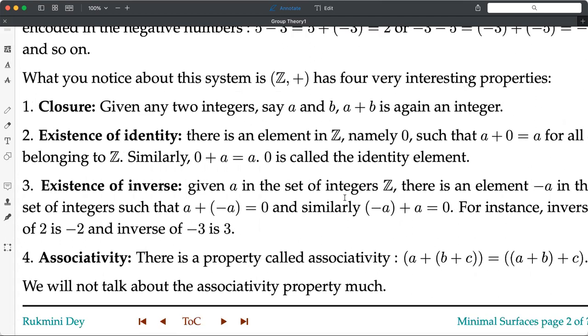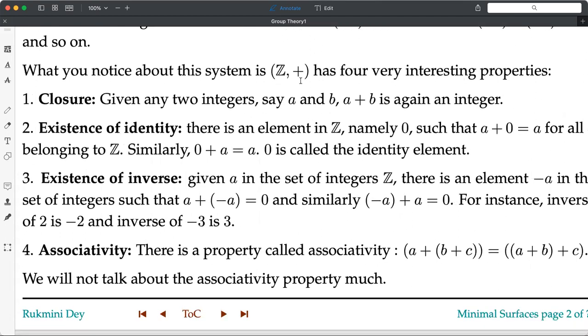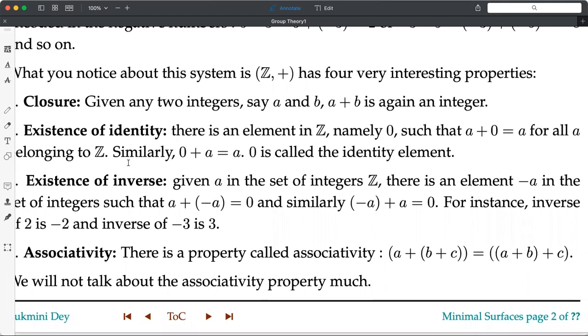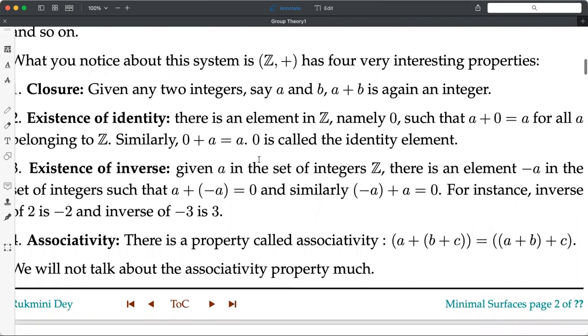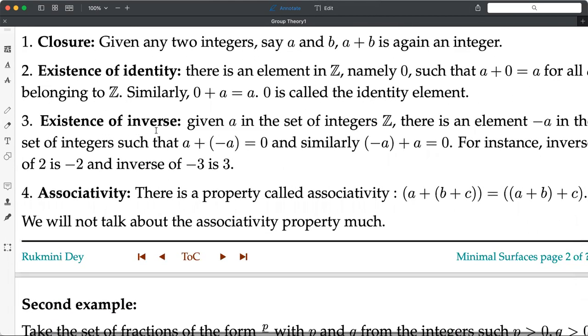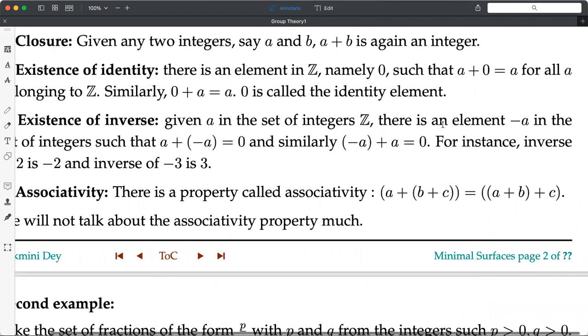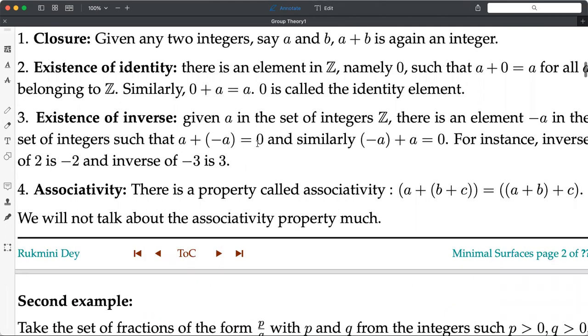What you notice about this system of integers with the operation plus is that it has four very interesting properties. One is closure. Given two integers a and b, a plus b is again an integer. Existence of identity. There is an element in Z, namely 0, such that a plus 0 is a for all a in Z. Similarly, 0 plus a is a, and this 0 is called the identity element. Similarly, existence of inverse. Given a in the set of integers, there is an element minus a again in the set of integers, such that a plus minus a is 0. Similarly, minus a plus a is 0.